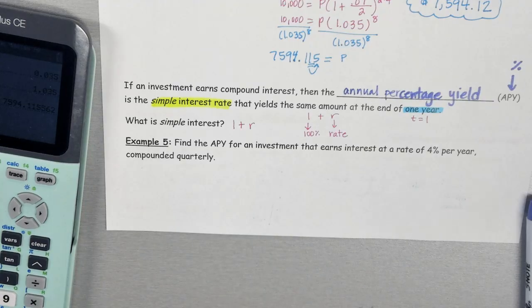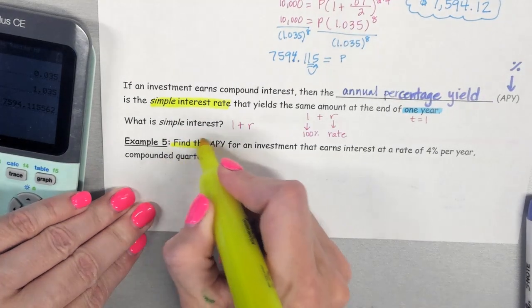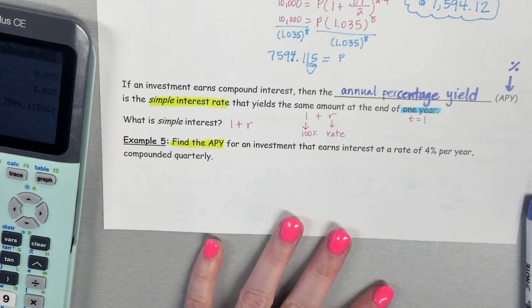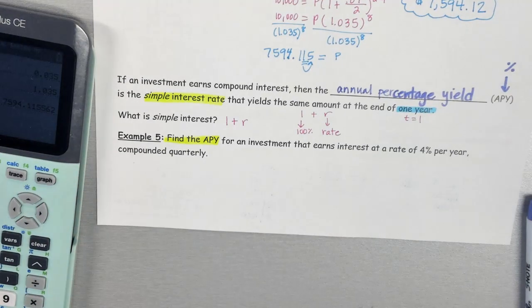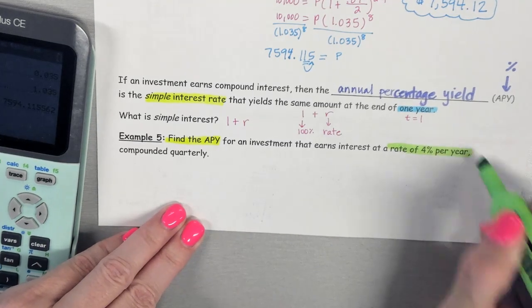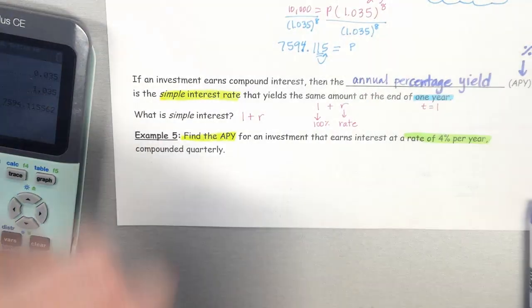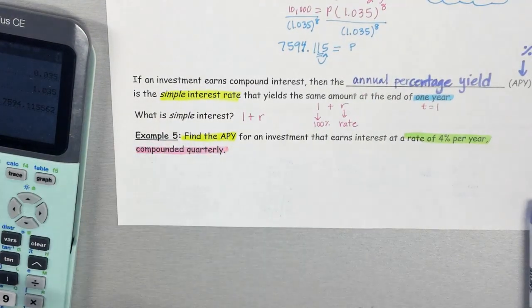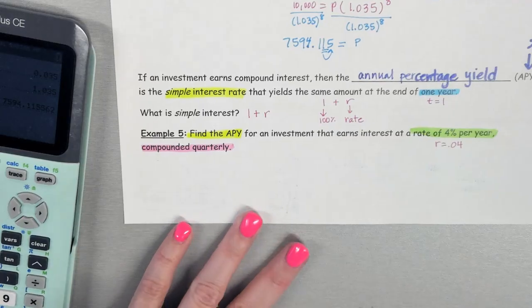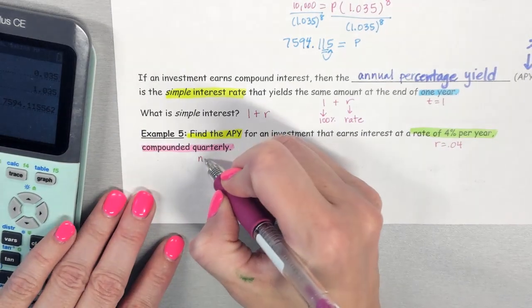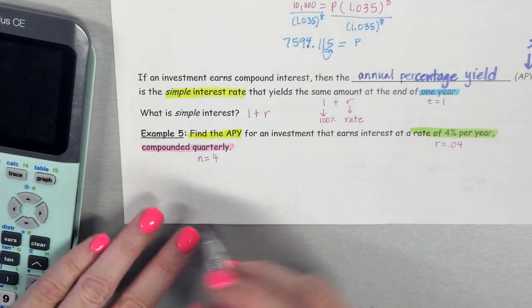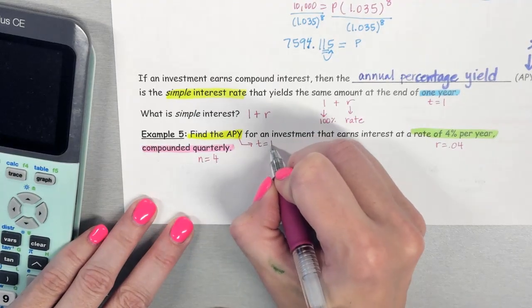So when it says to find the APY for an investment, we are going to be using 2 things. Okay, so the first thing we're going to do is our compound interest formula. So it earns interest at a rate of 4% per year, and then it says it's compounded quarterly. Okay, so we know our R value is 0.04. Quarterly, how many quarters are there in a year? 4. And then anytime you're finding the APY, your T value, the time, is going to be 1.